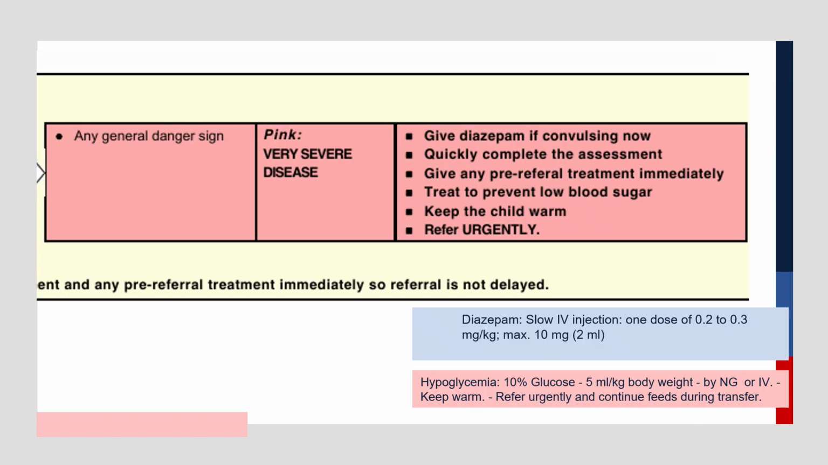So if any danger sign is present, this will be in the pink code, which means that's a very severe disease. If the child is having fits, you're going to give them diazepam. The dose is 0.2 to 0.3 mg per kg. You can't give more than 10 mg. Then you're going to quickly complete your assessment, give any pre-referral treatment, try to prevent low blood sugar by giving 10% glucose. The dose is 5 ml per kg body weight by NG or IV. Keep the child warm and then refer urgently.